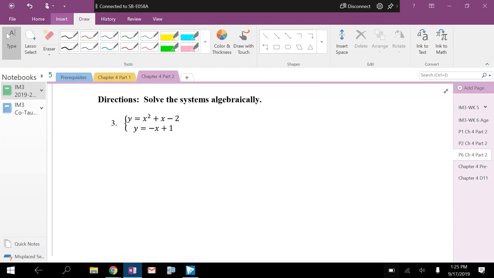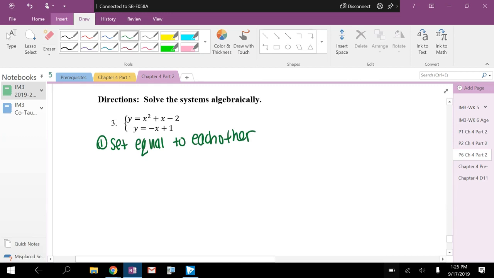Okay, here we go. First step, always set them equal to each other. So I'm going to write this out for the first round. Set equal to each other. That way you know what you need to do first when you're doing these problems. You have to be really organized and really careful. And once you get it, it's not that bad. So I'm going to set these 2 equal to each other because they're both equal to y. If they both equal y, they equal each other. So x squared plus x minus 2 is equal to negative x plus 1. I set them equal to each other. That was the first step.